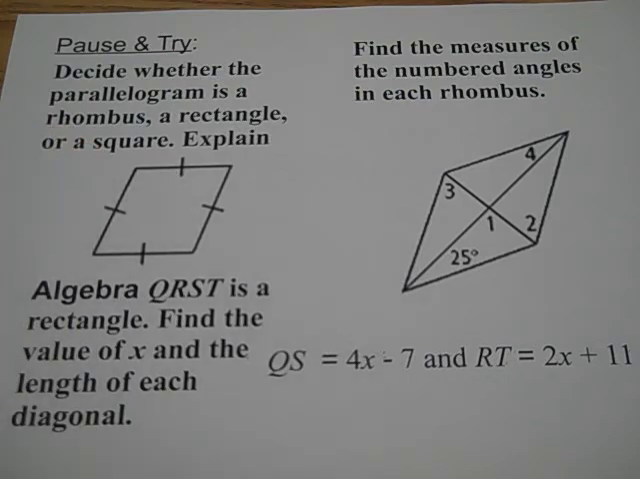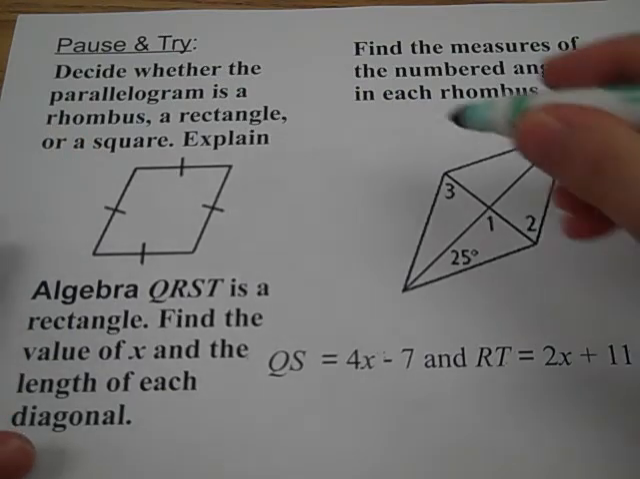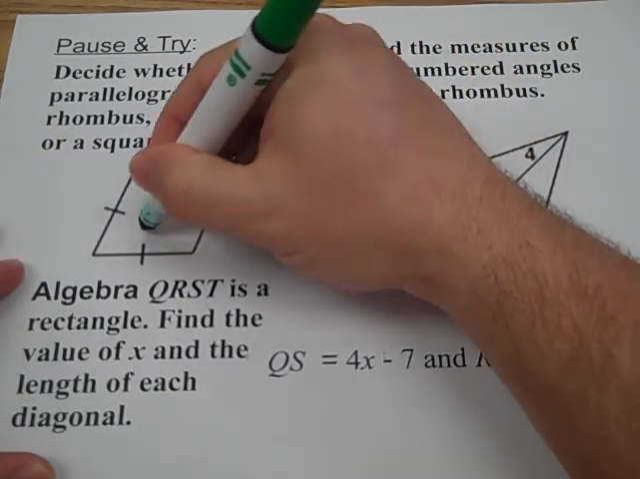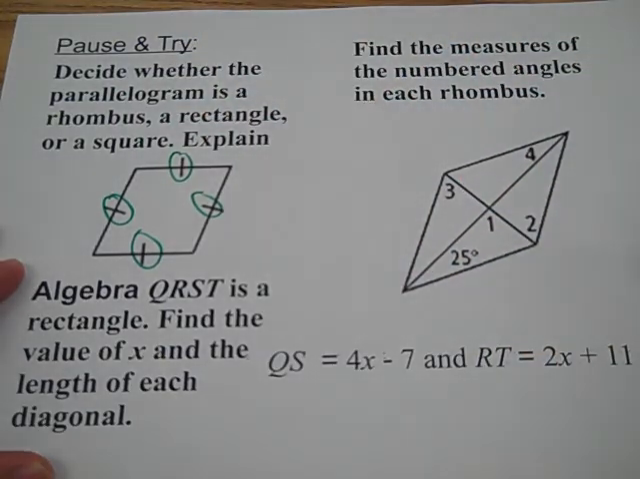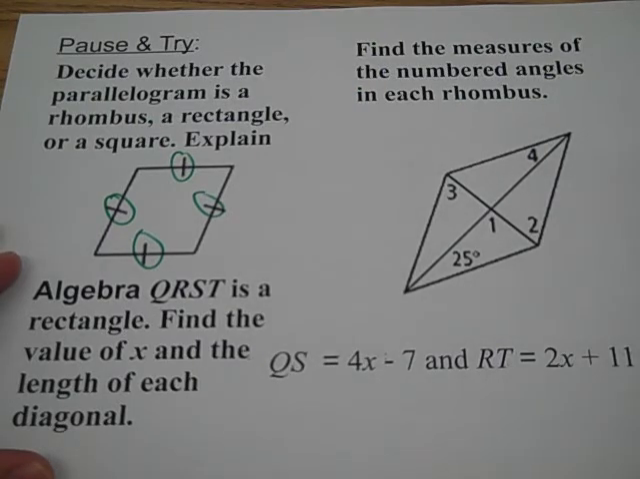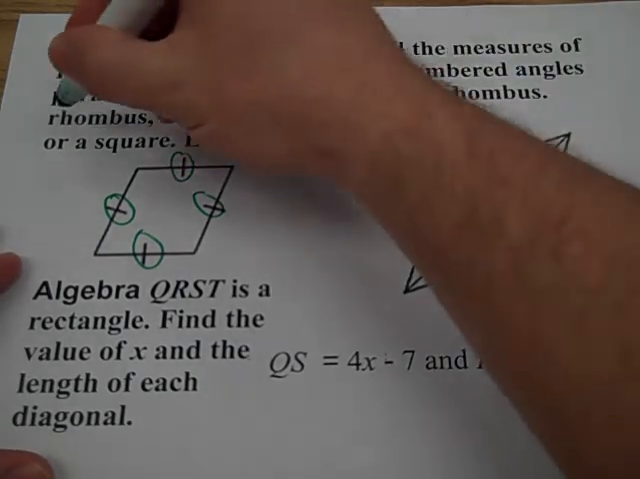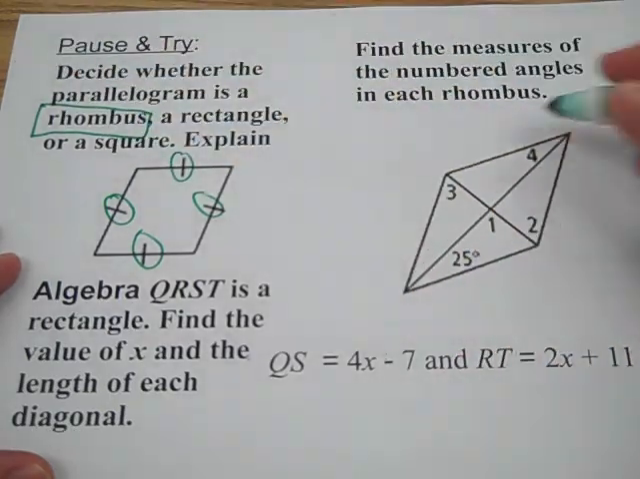So in this one, we want to determine what name we can give it. Well, it has 4 congruent sides. There's only 2 types of parallelograms that have that, a rhombus and a square. And since we don't know anything more about that parallelogram, we must say that it's a rhombus.